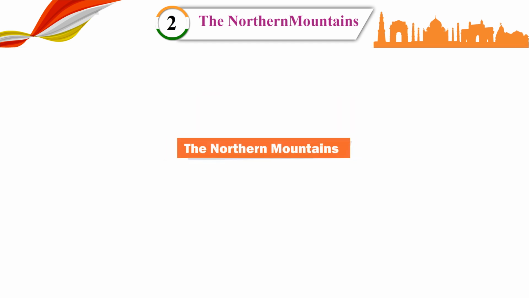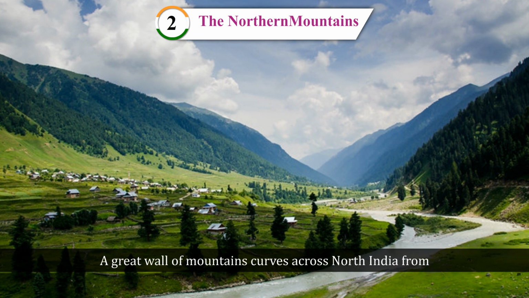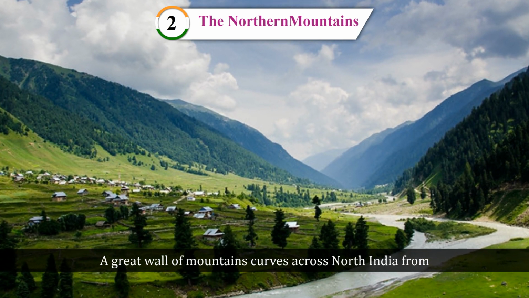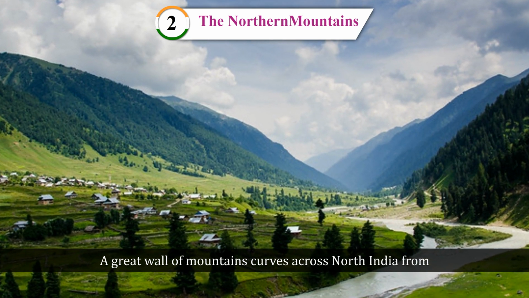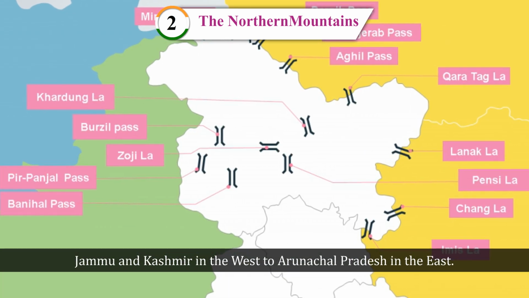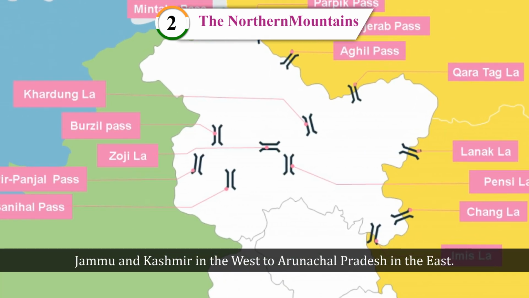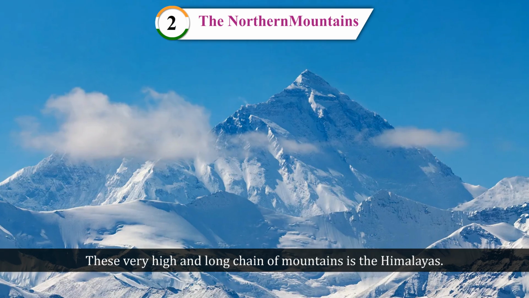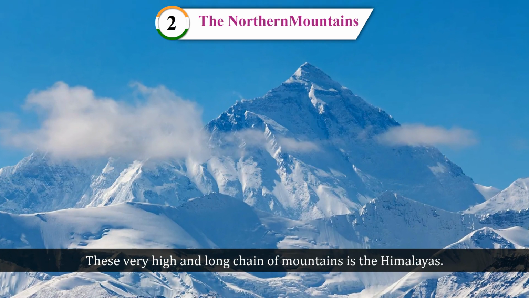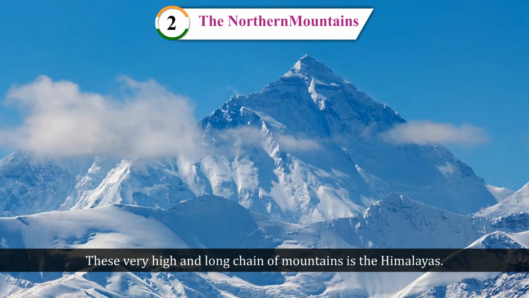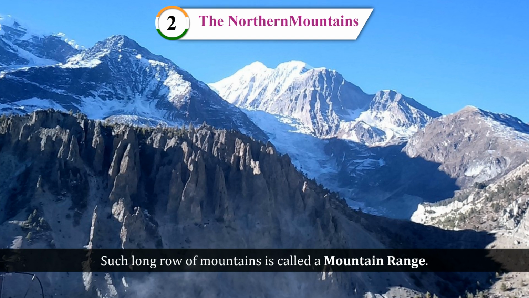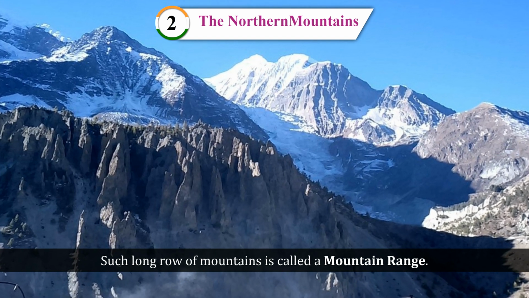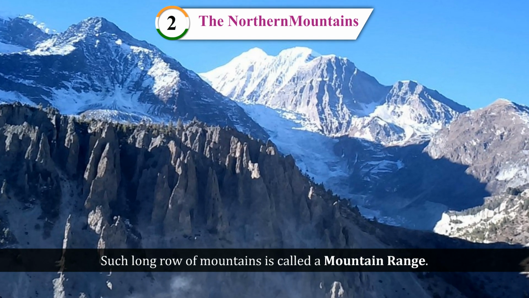The Northern Mountains. A great wall of mountains curves across North India from Jammu and Kashmir in the west to Arunachal Pradesh in the east. This very high and long chain of mountains is the Himalayas. Such a long row of mountains is called a mountain range.